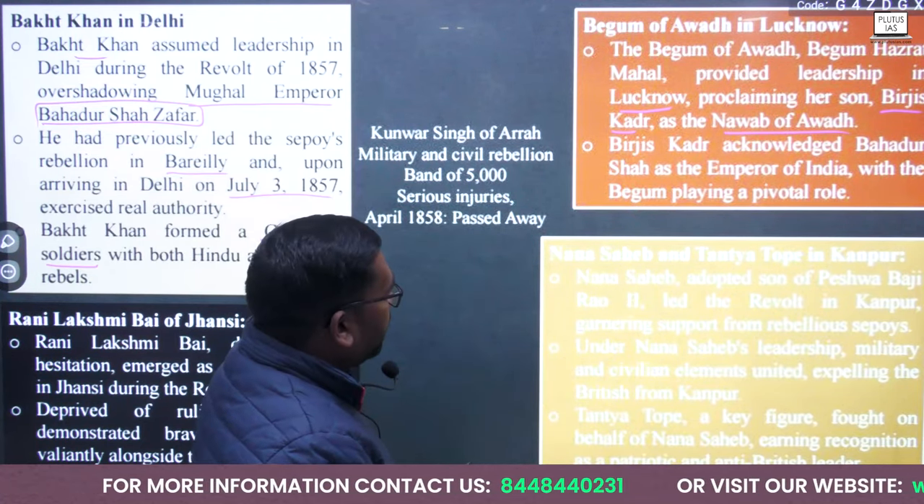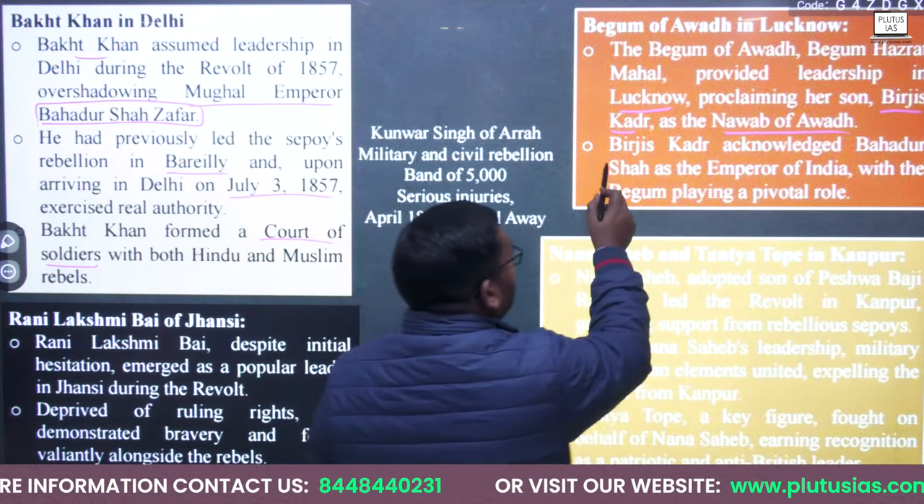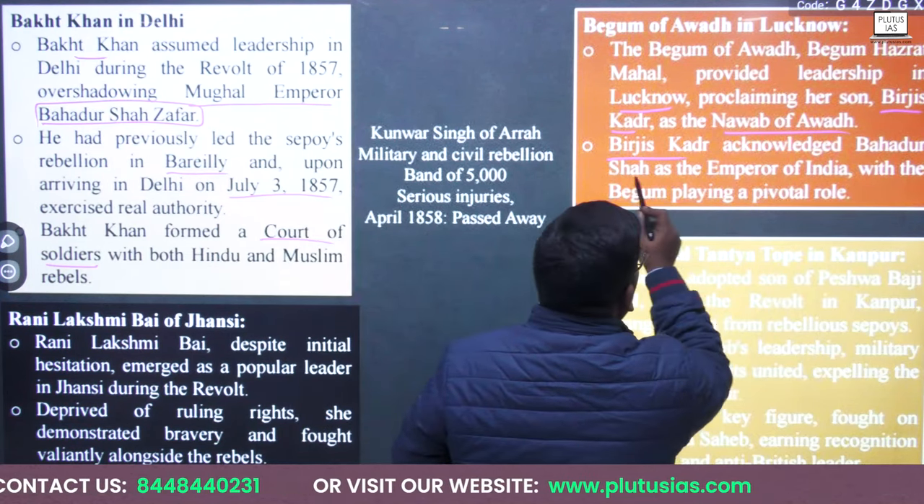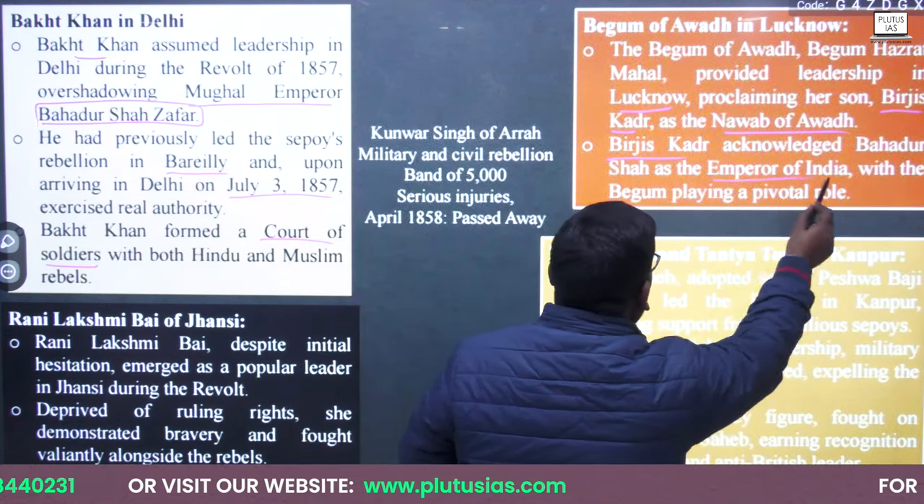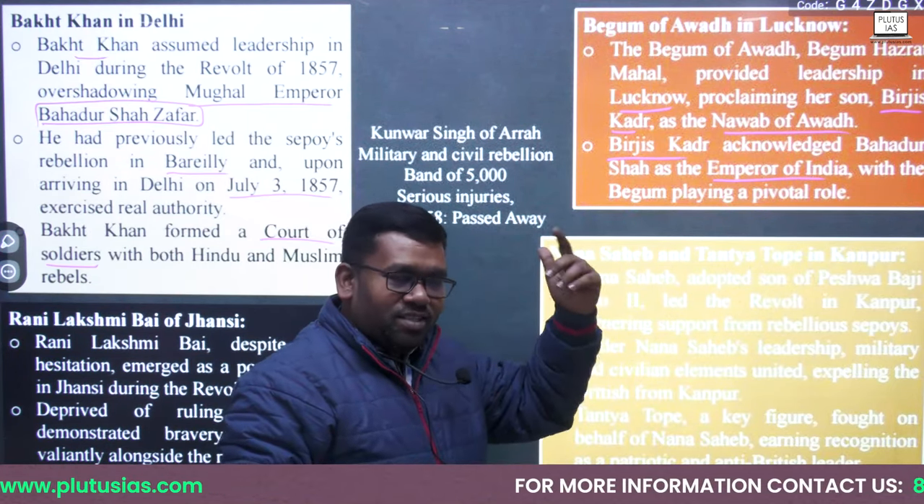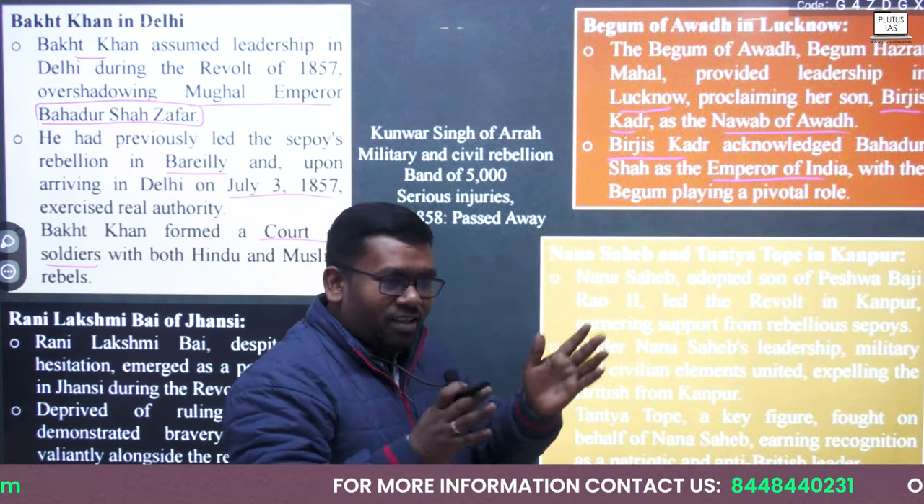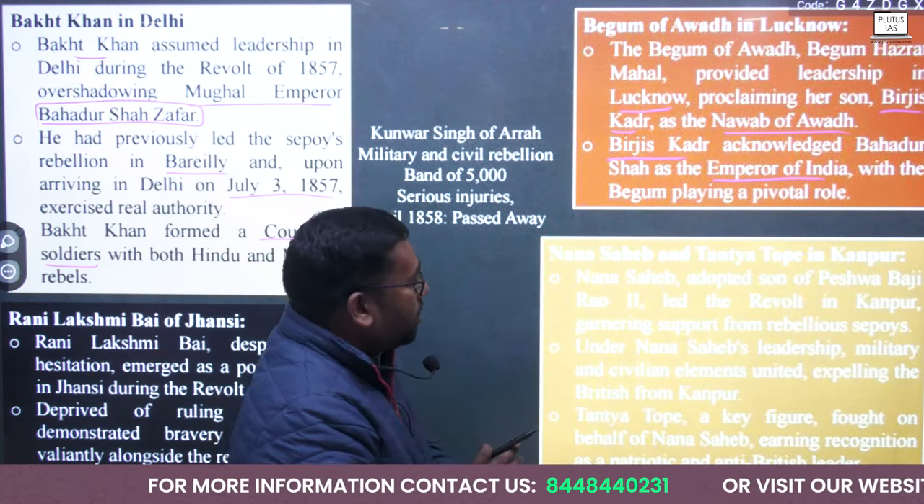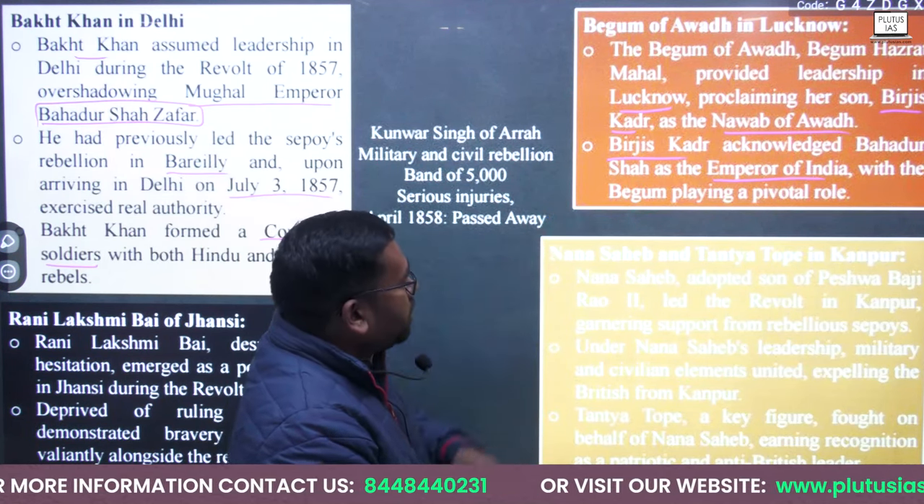Kolkata bhej diya gaya tha, theek hai? So do you know what happened? Birjis Qadir acknowledged Bahadur Shah as the Emperor of India. Before that, they were not claiming. Do you remember? Salam, Sikkim and Sujaudawla, they had differences, hai na? So they parted, but they are the one, they claim him as this one.